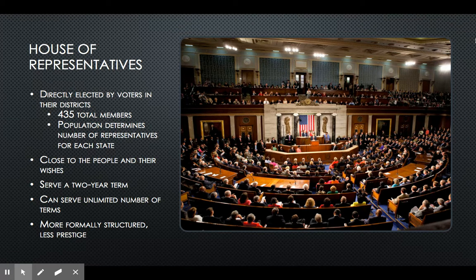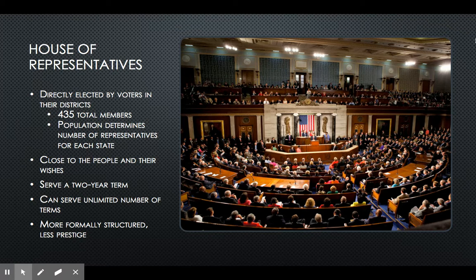So here in the state of Kentucky, we have 6. Other states have way more. Think about California. They have double digits in terms of members of the House of Representatives, whereas some smaller states like Rhode Island only have 1.